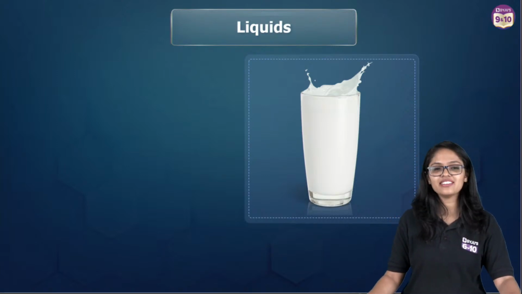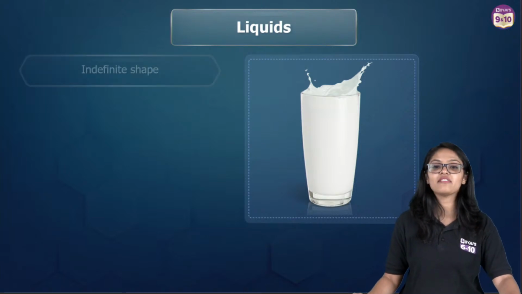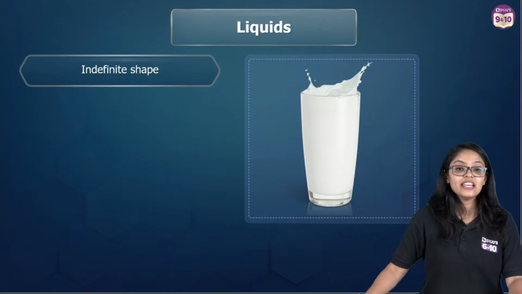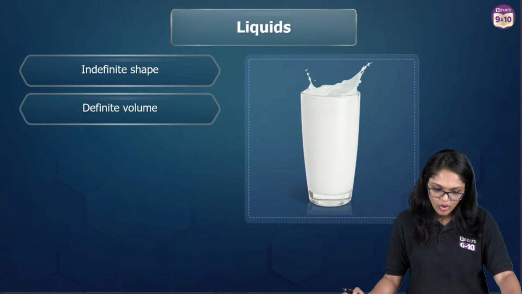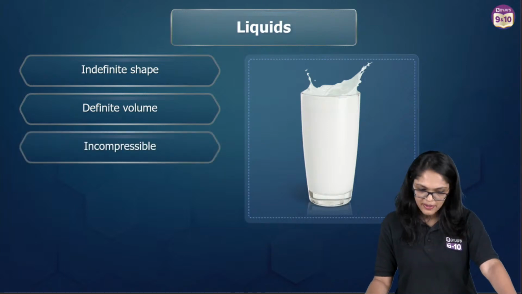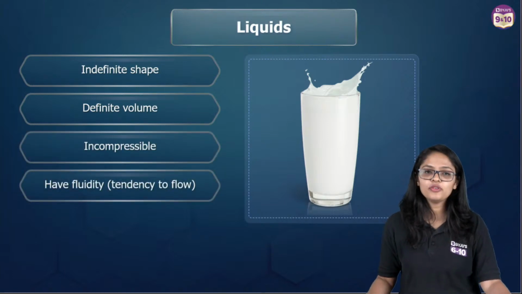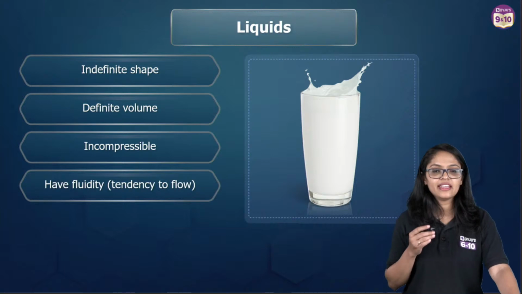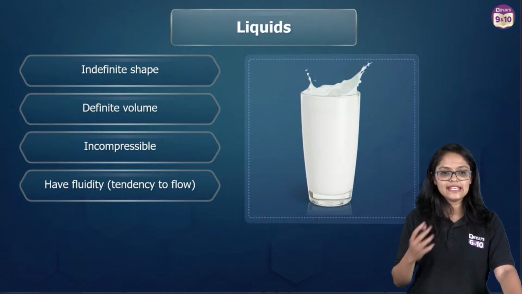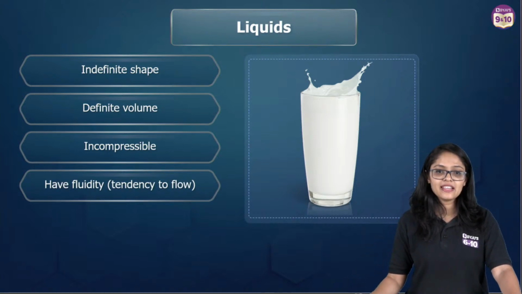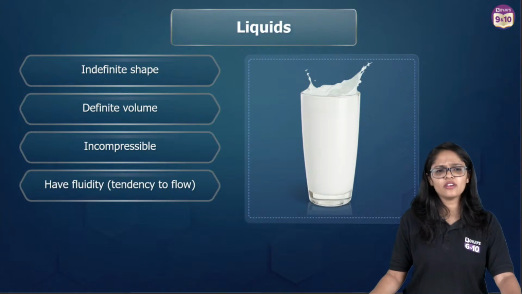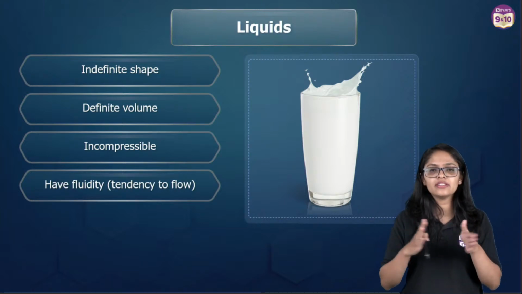So let us look at the characteristics. It doesn't have definite shape, but it has definite volume and it is not compressible and they have fluidity. That means they can easily flow. They can flow easily. It depends on the viscosity of the liquid, the fast and slow fluidity.